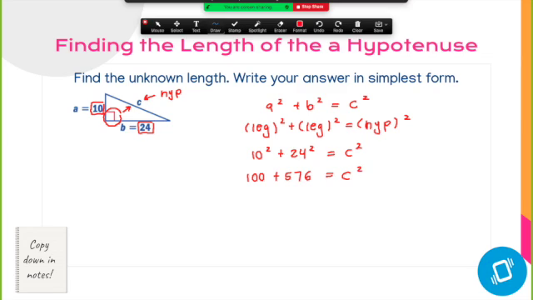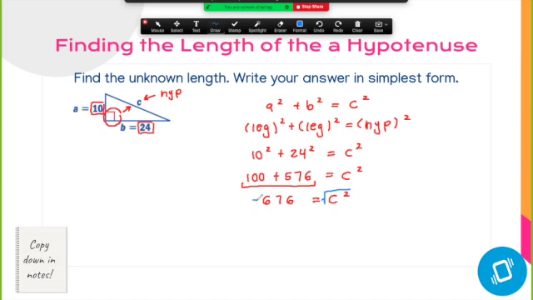And then somehow we get our c to the power 2. So next, we need to add 100 plus 576. That gives us 676 equaling c to the power 2. And the last step is to isolate the c to get the c by itself.